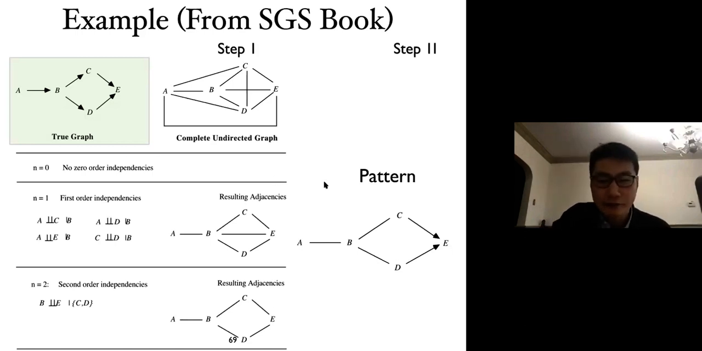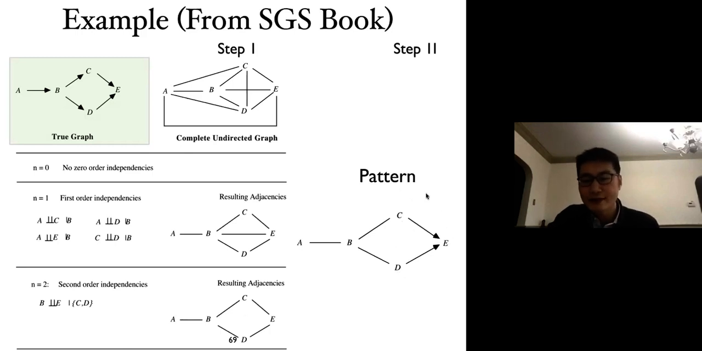Okay, now after the first step, we find the skeleton right here, and then we can find the V structure. Here, C and D are independent given B, and they are not independent given E or given B and E. Then we know this is the V structure.